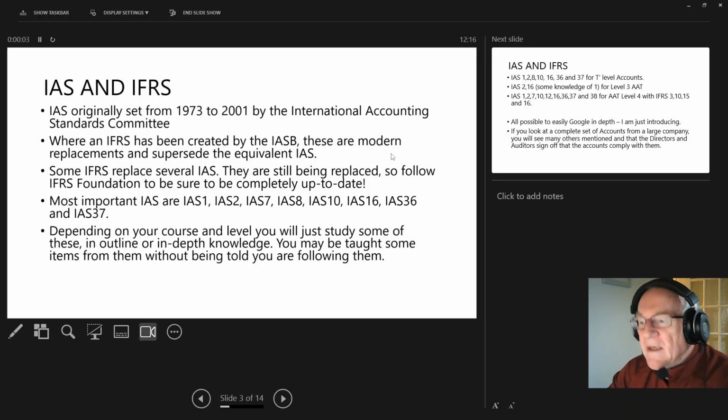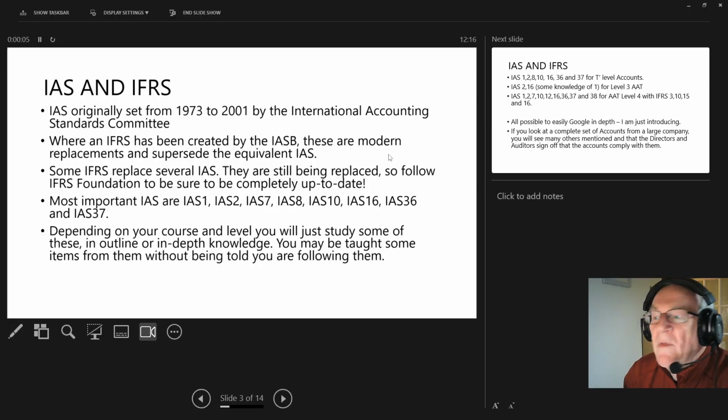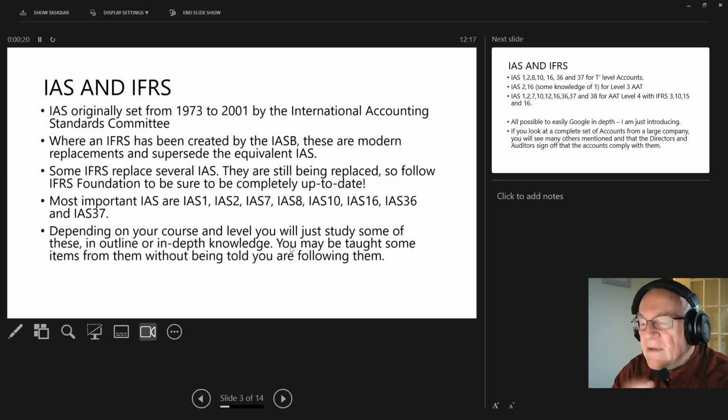So, generally speaking, these are the more examinable, most important ones. That doesn't mean to say others don't apply to particular types of business. If you're a group of companies, there are IFRSs to do with that. Depending on your course and level, you'll just study some of them. There's a list coming over, to the best of my knowledge, for some of the lower level courses. It's either an outline or in-depth knowledge. In other words, you're going to be asked calculations and to make some recommendations.